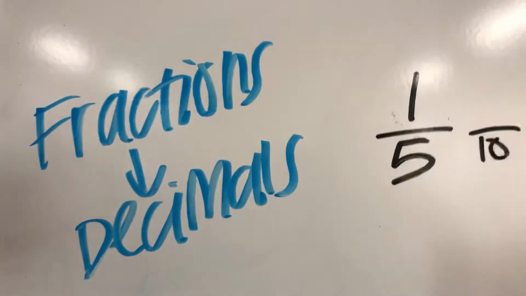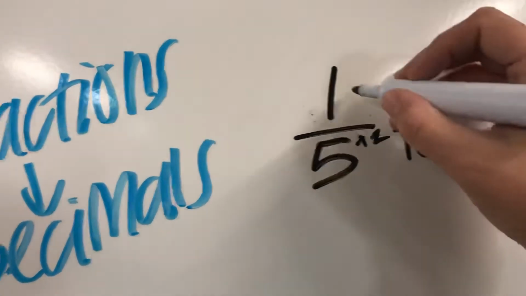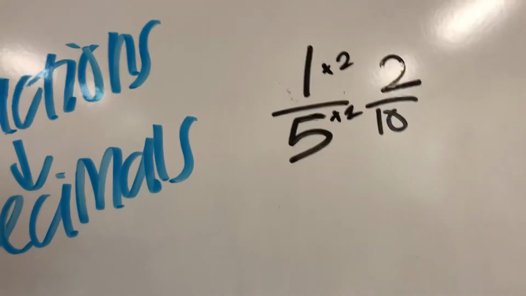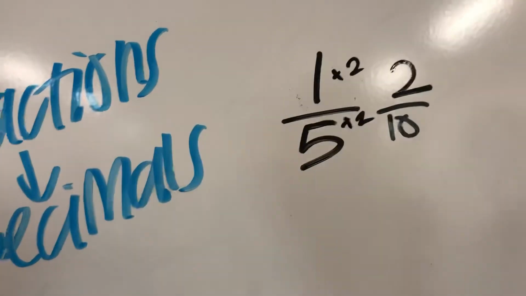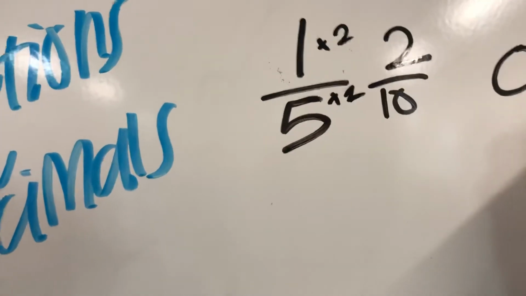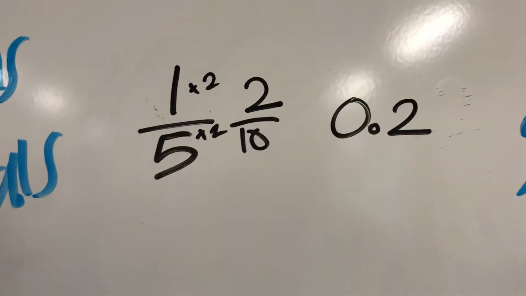In this case, I can change it so that it's out of 10. To do that, I multiply by 2. I do the same thing on the top, and now I have 2 over 10. I can think about how I say that. I say that as 2 tenths, which would be written as a decimal as 0.2. Whoops, sorry, there we go, with our math language.